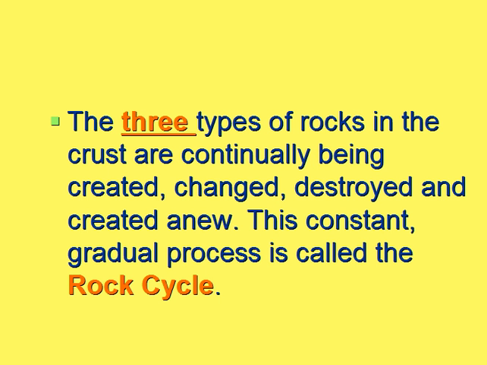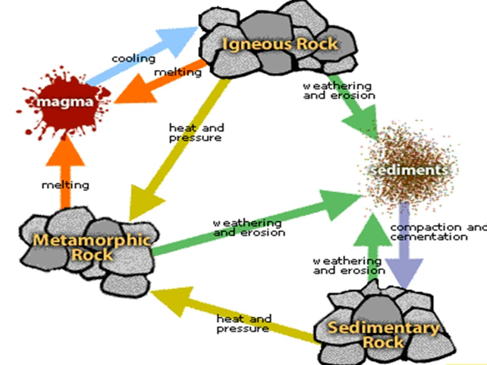Now, we're going to spend a few minutes talking about the rock cycle. The rock cycle basically says that all three types of rocks in the crust are continually being created, changed, destroyed, and created anew. And this constant gradual process is called the rock cycle. So here's a picture of what the rock cycle would look like, where you have igneous rocks.